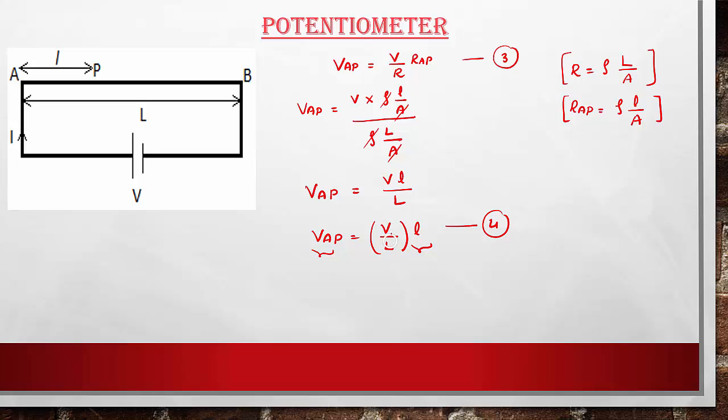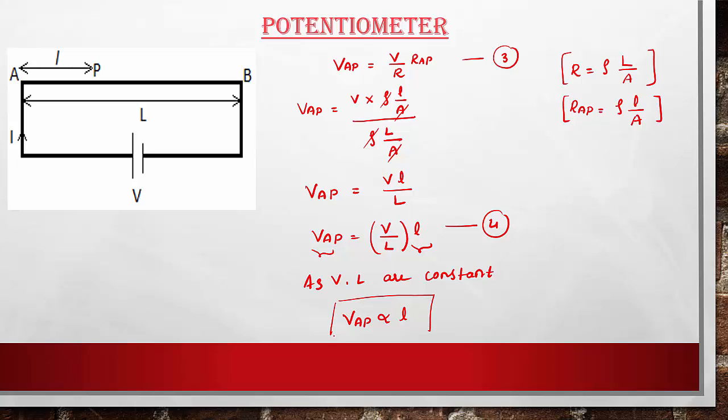Is it clear? Because this is related to the total length of the wire. For the total wire we consider the total potential difference. But VAP and small l are not constant, because we are moving the jockey on the wire. Right? So here V and L are constant. As V and L are constant, the remaining equation will be VAP is proportional to l. That means VAP is directly proportional to l.